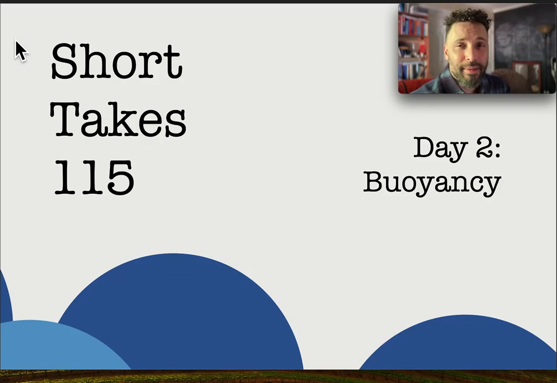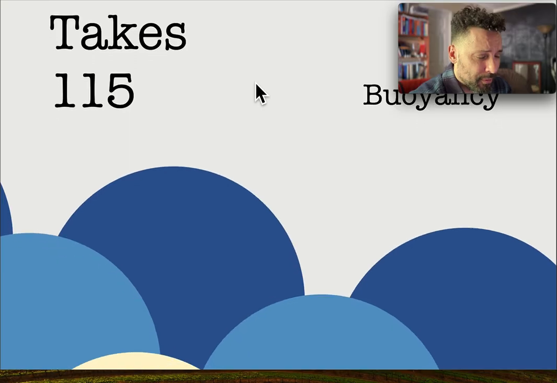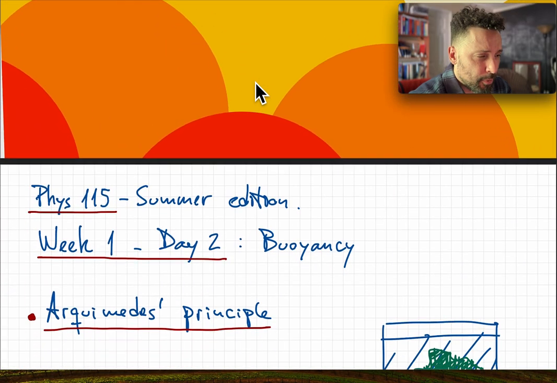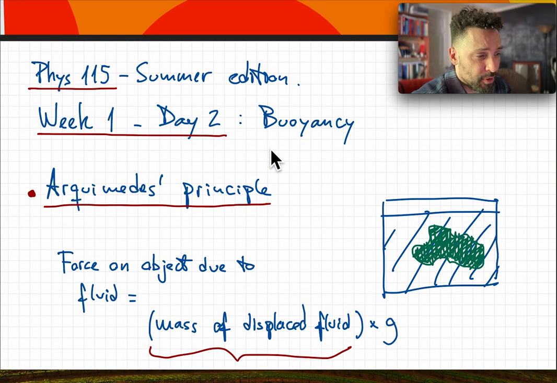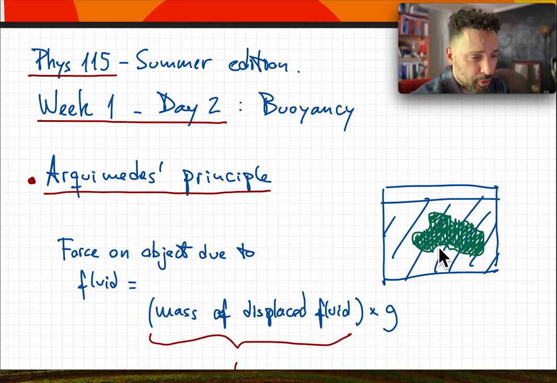Hey there, welcome back. This is what we're going to see on day 2, and the topic is buoyancy. The topic of buoyancy is really centered around Archimedes' principle, and it tells you what happens when you try to submerge an object like this, hashed in green, in a fluid, here shown hashed in blue.